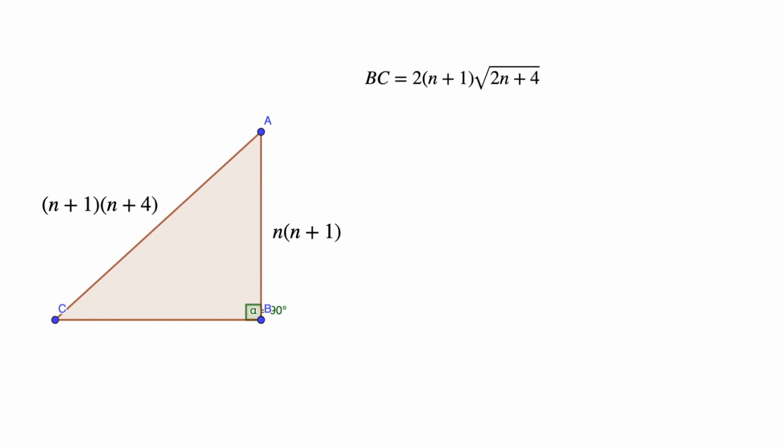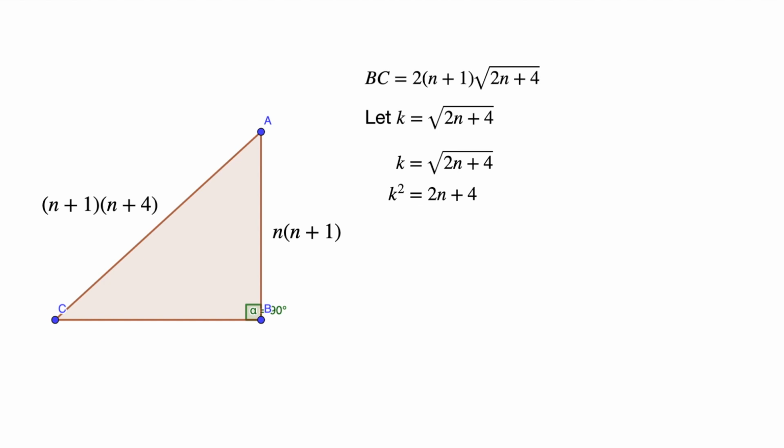Since the question asks for the number of n for which BC is also a positive integer, this part of the square root must be an integer too. This means that the question is essentially boiled down to finding the number of n that makes the square root a positive integer. So we let k be equal to the square root of 2n plus 4. Then squaring it, we get this.